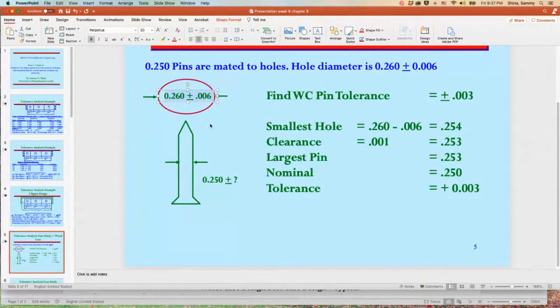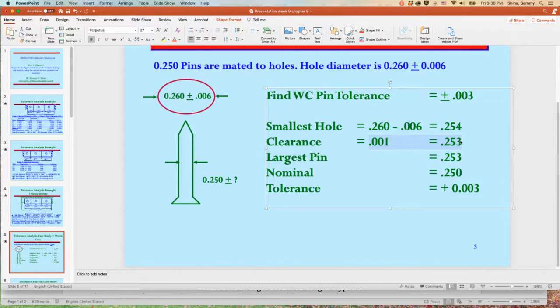We say the 250 pins are mating to holes. Just make it holes instead of pads, it's better. Hole diameter is 260 plus or minus 0.06. What is the worst case pin tolerance? Okay, this is the way we do it. The smallest hole is 254. It's 260, which is the nominal, minus the one-sided tolerance, is 254. We have to allow for a clearance, so it came out to be 253.